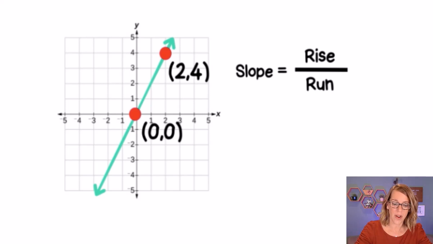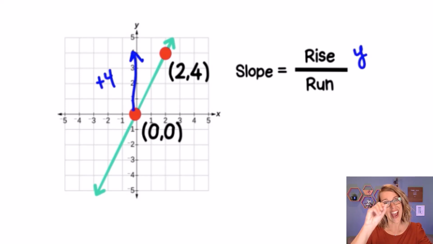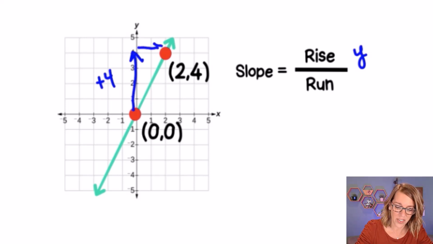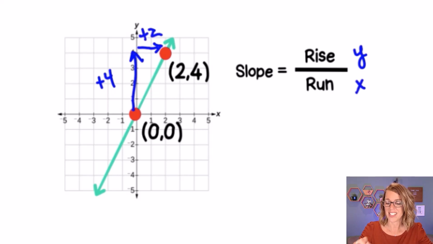So as I'm moving from the point 0, 0 to the point 2, 4, I want to find how far it went up in the y direction. So that would be 1, 2, 3, 4. So that would be plus 4. We call that our rise. And then how far also I had to move in the x direction. And in the x direction, to get to that second point, I had to move 2 spaces, plus 2. This is the run, or the x direction.